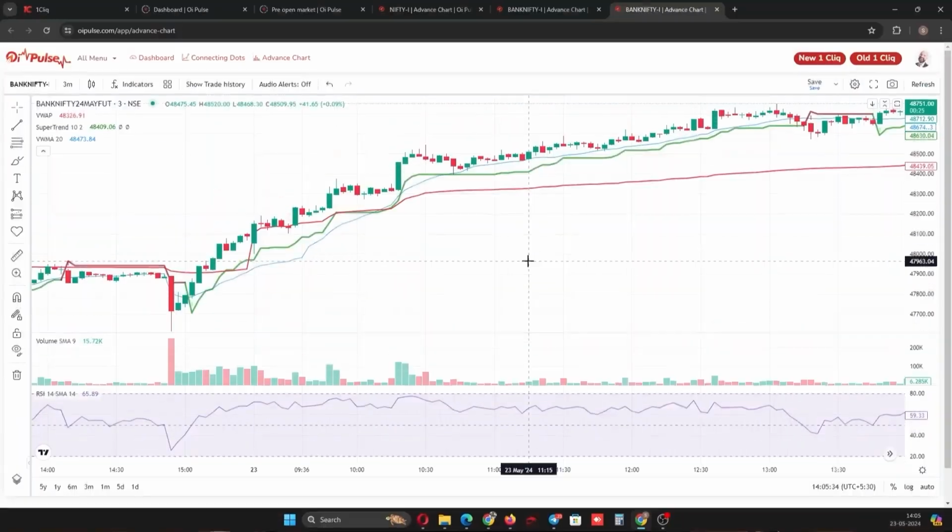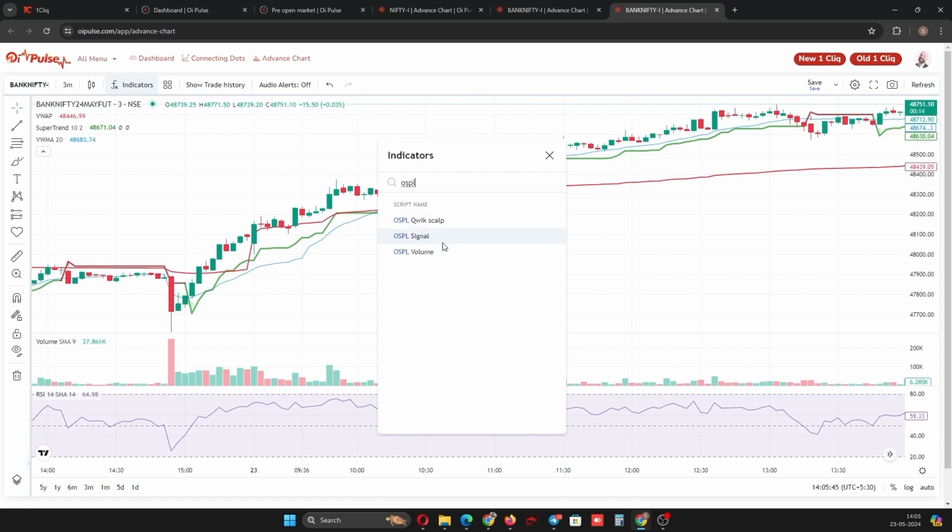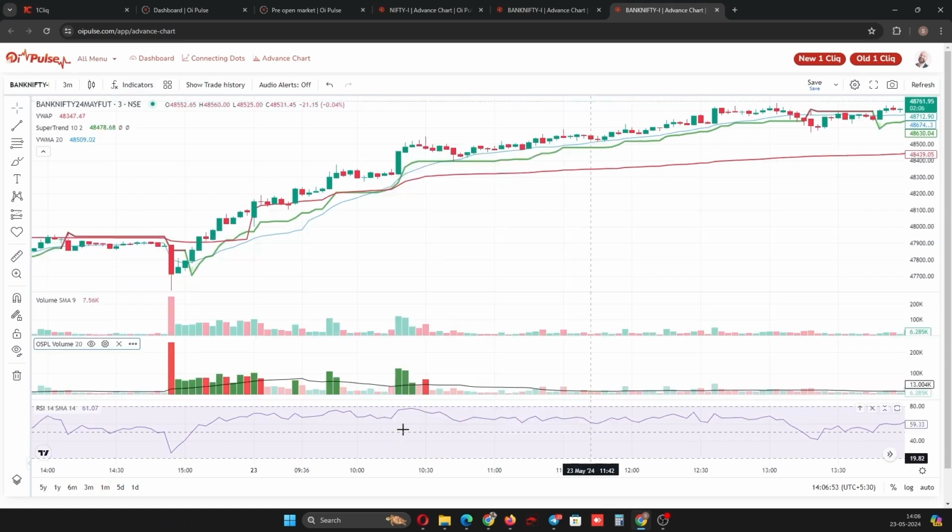So to make it visually simple and to easily identify, we have added one internal indicator whenever there is a 50k volume in Bank Nifty and whenever there is 125k volume in Nifty, it will highlight the volume candle. For that, you have to go to indicator and add OSPL volume. So here, this is a normal volume and this is an OSPL volume. Here, whenever there is 50k or above, the candle would be highlighted. You can see this is a normal candle and this is a highlighted candle.